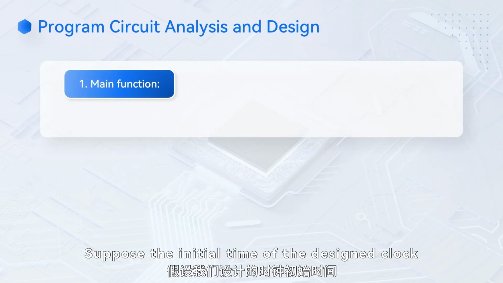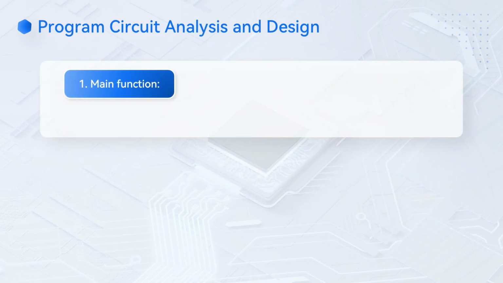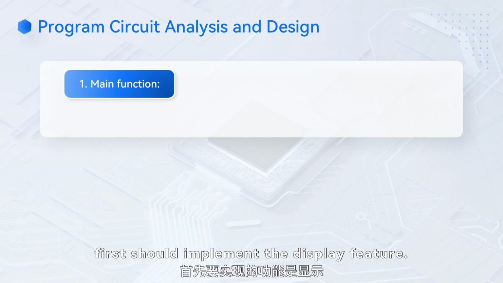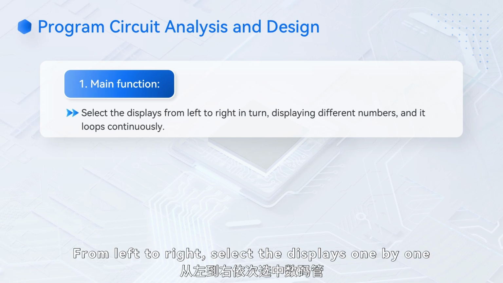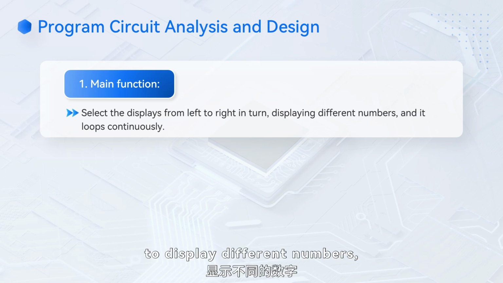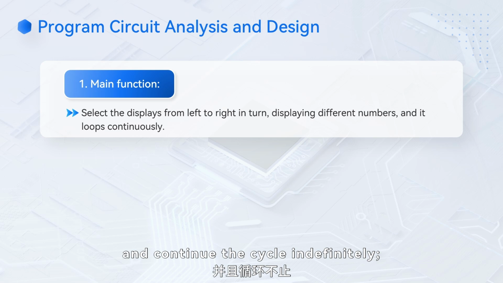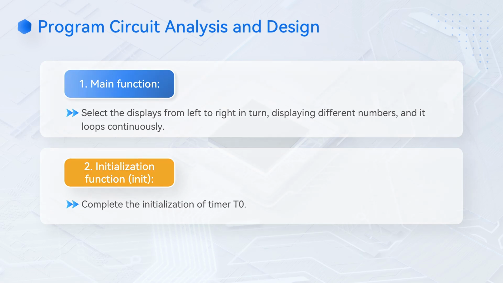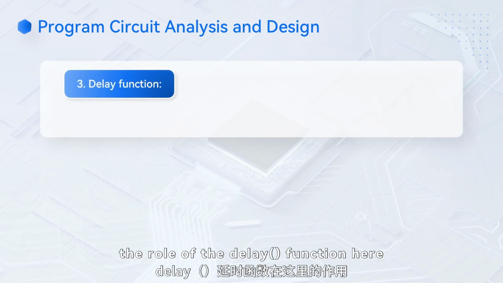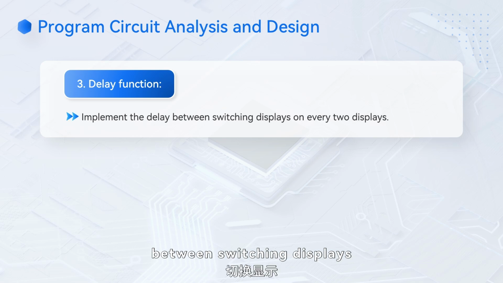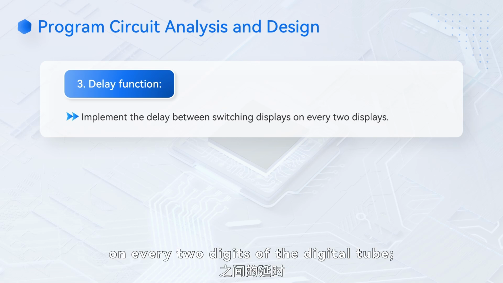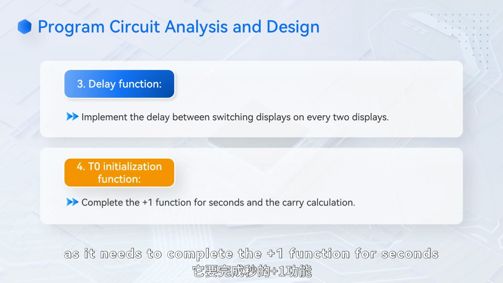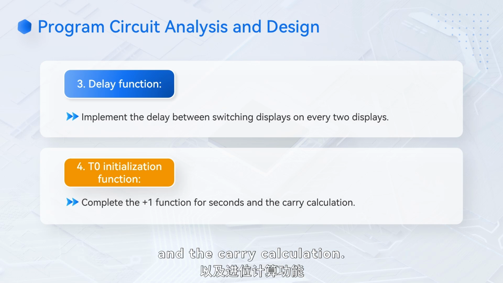Suppose the initial time of the designed clock is 2049. The main function we need to design first should implement the display feature. From left to right, select the displays one by one to display different numbers, and continue the cycle indefinitely. Initialize the timer T0 specifically in an initialization function. The role of the delay function here is to implement the delay between switching displays on every 2 digits of the digital tube. The interrupt function is most important, as it needs to complete the +1 function for seconds and the carry calculation.